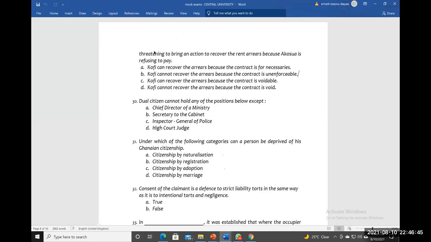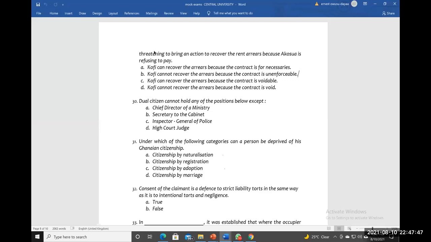Yes, Prof. Doc, can you hear me? Yes. With all the options given, when you naturalize, you're a Ghanaian. When you register, you're a Ghanaian. When you're adopted, you're a Ghanaian. But when you marry, you're not necessarily a Ghanaian. Okay, can you repeat yourself? When you naturalize, it's automatic, you are a Ghanaian. When you register, it's automatic. There's citizenship by naturalization, by registration, by adoption, but there's nothing like citizenship by marriage. You have to register; the marriage is the process through which you actually register, then you become a citizen.